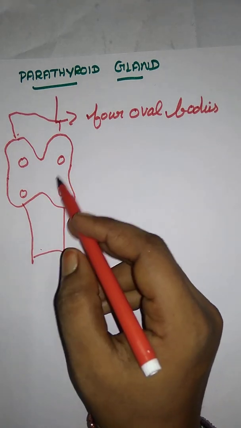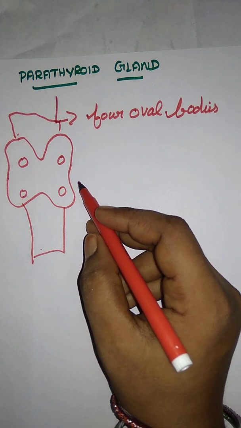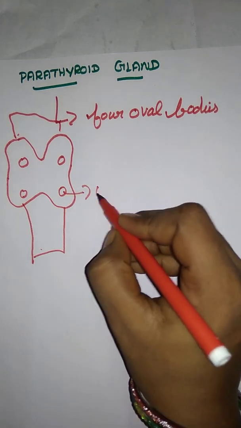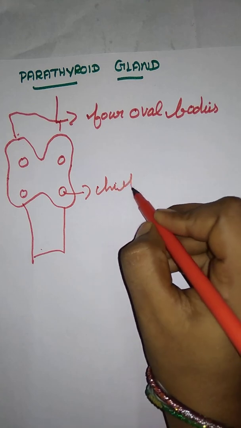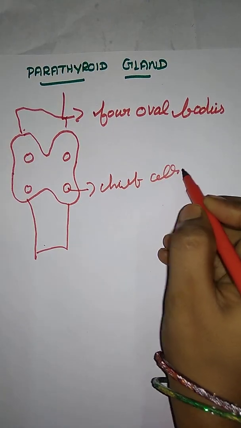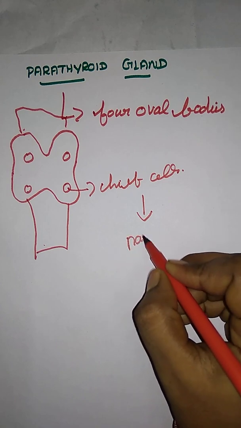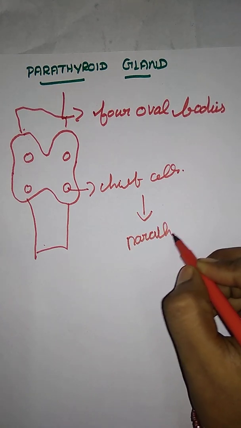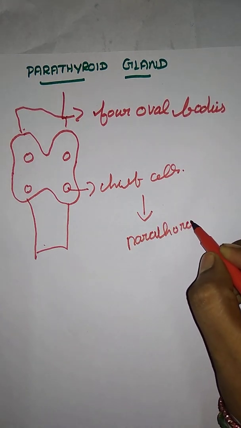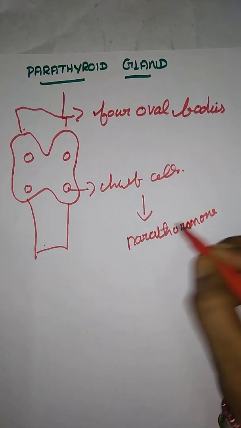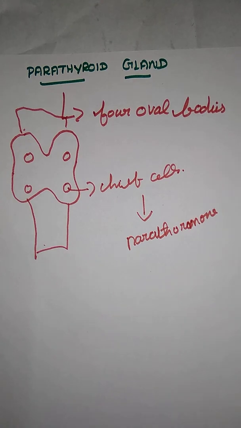They are situated on the posterior surface, and here they have chief cells. In the parathyroid gland, they have chief cells. They secrete the hormone called parathormone. They only secrete the parathormone. Here are some functions of this hormone.